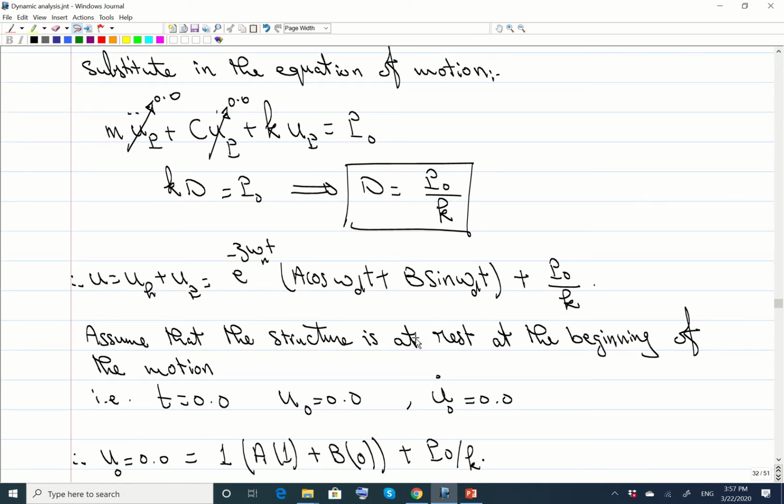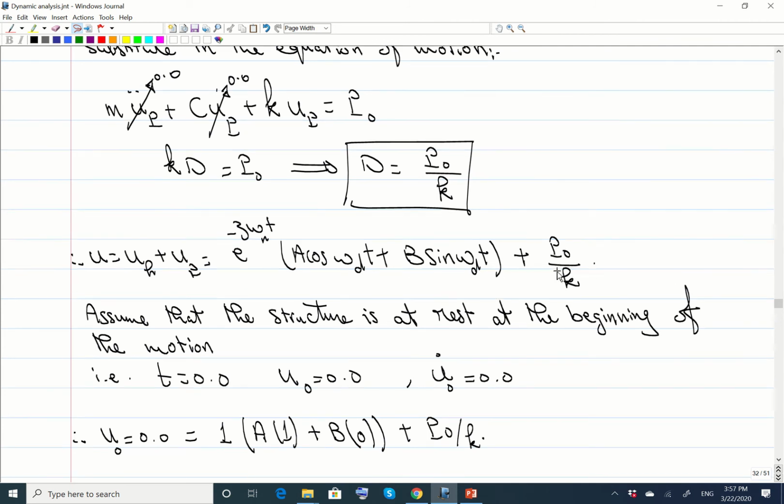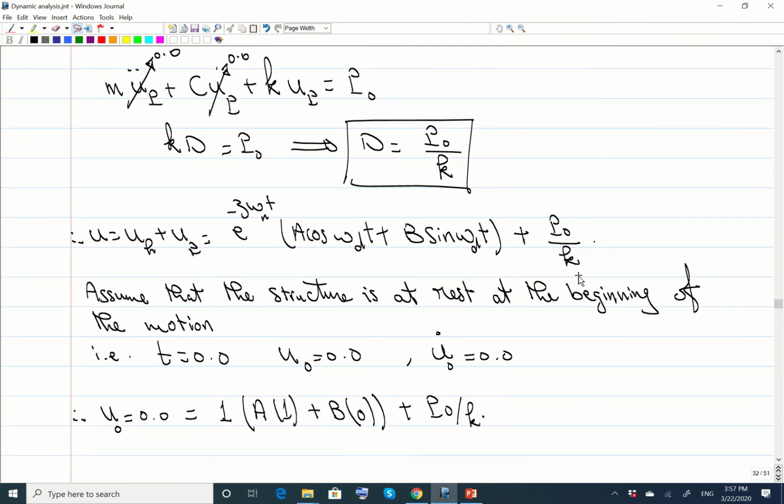Now, how much are a and b? Are they the values that we got before? No. When you apply the initial or boundary conditions, you should not apply them on each solution separately. You should apply them on the entire solution, the homogeneous plus the particular solution altogether, because that's the total displacement that we have.